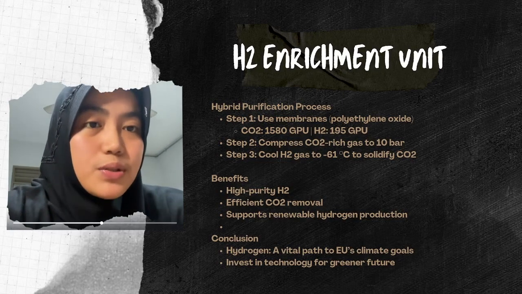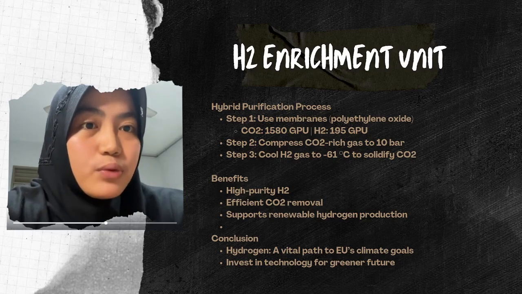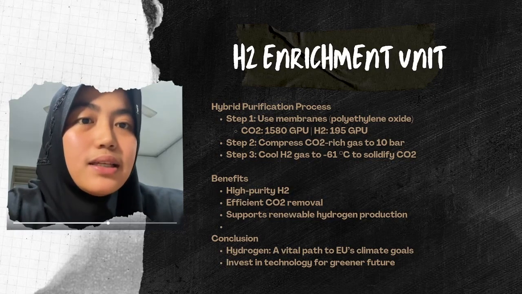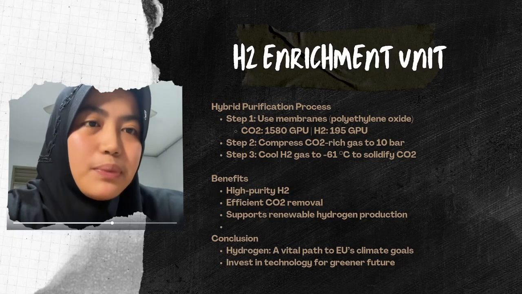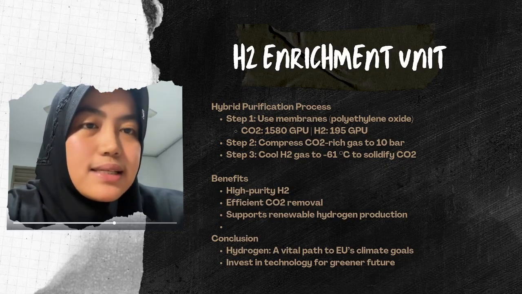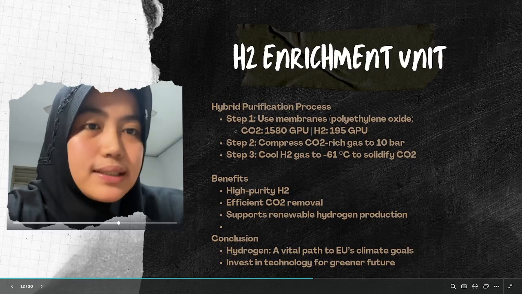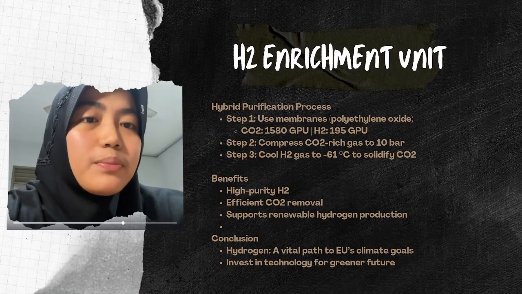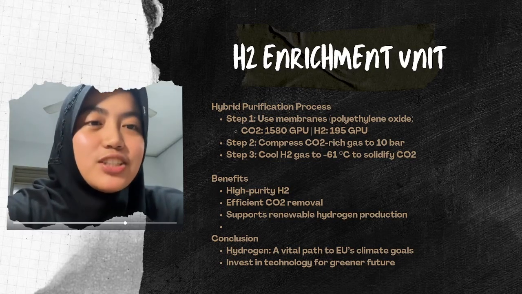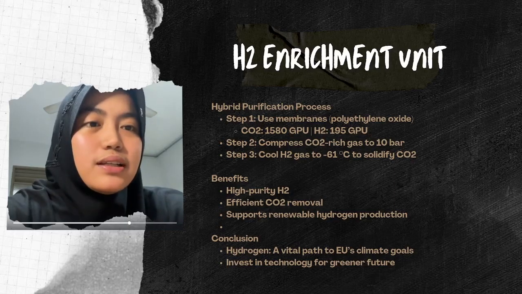The first step is to use polyethylene oxide membranes, which selectively allow gases to pass through. These membranes have high CO2 permeability, about 15-18 GPU, and hydrogen permeability is about 195 GPU. The second step is to compress the CO2-rich gas stream to 10 bar to prepare it for further processing. The final step is that the hydrogen is cooled to minus 61 degrees Celsius, where CO2 solidifies and is removed, leaving behind high purity hydrogen.